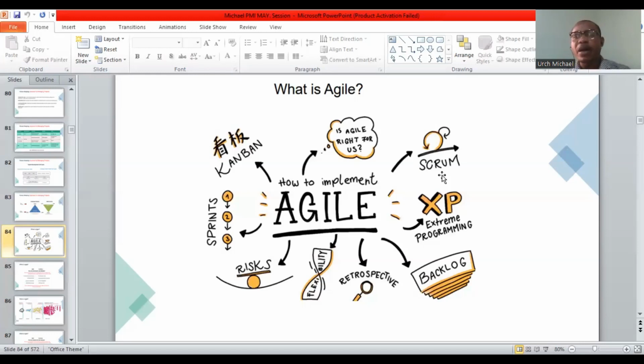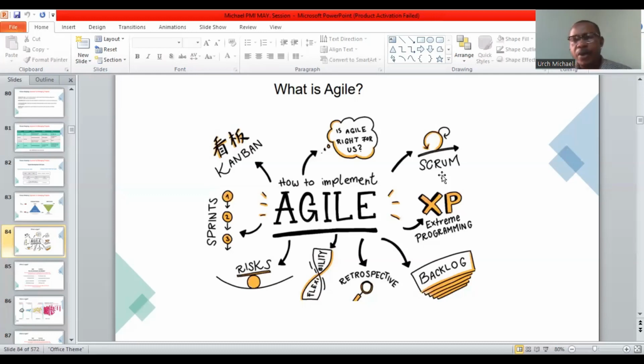Then also we have the backlog. The backlog there is actually talking about a list of requirements. And it is the requirements that define the scope of the project. So the backlog is actually a list of the requirements. We're going to be mentioning two major backlogs as we continue. We're going to look at the product backlog, and we're going to look at the sprint backlog.